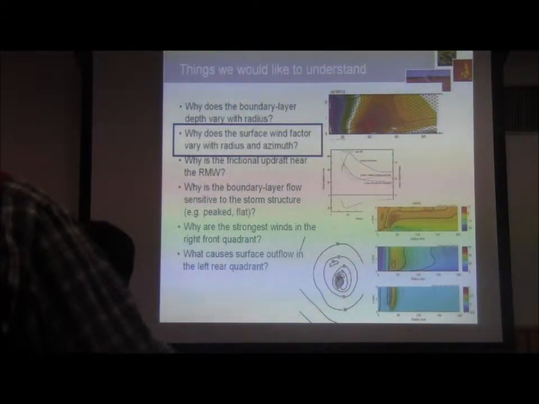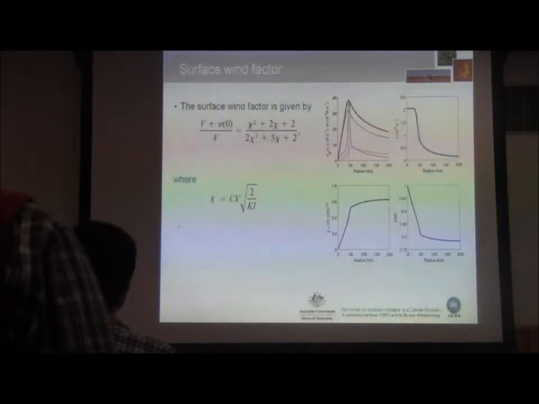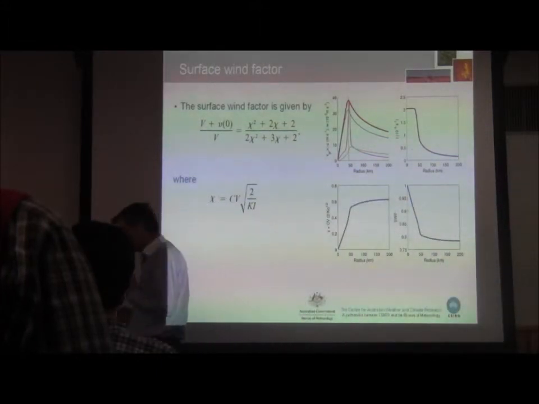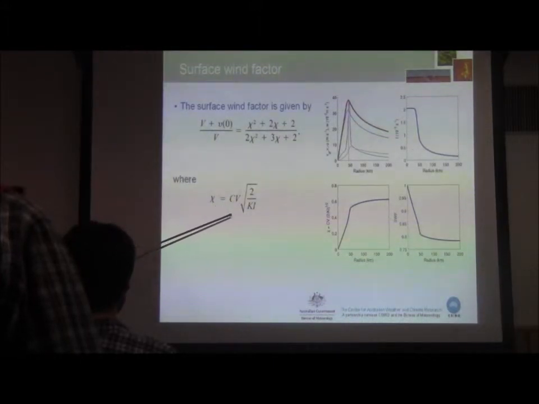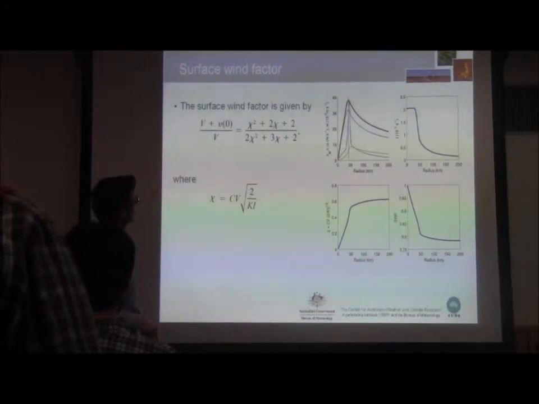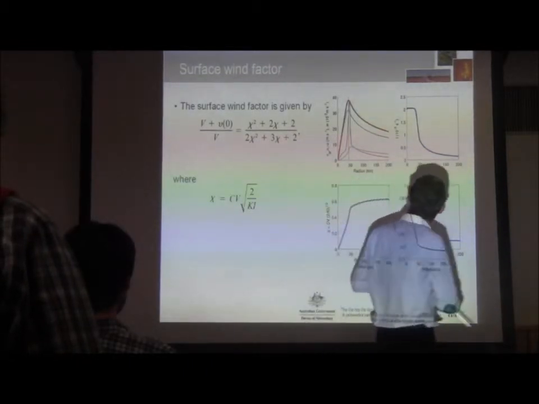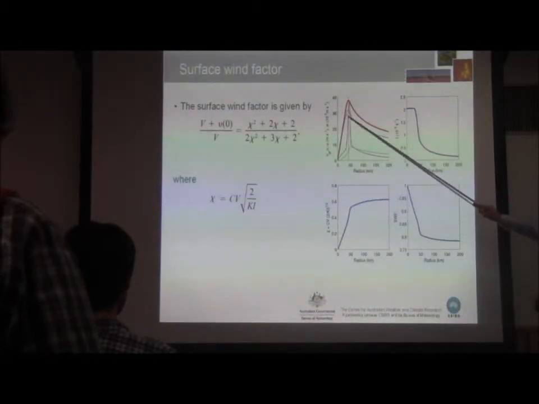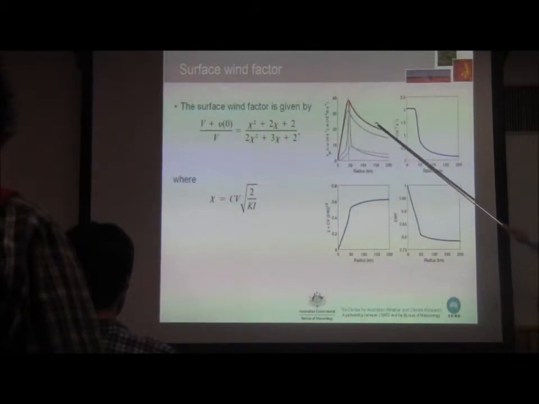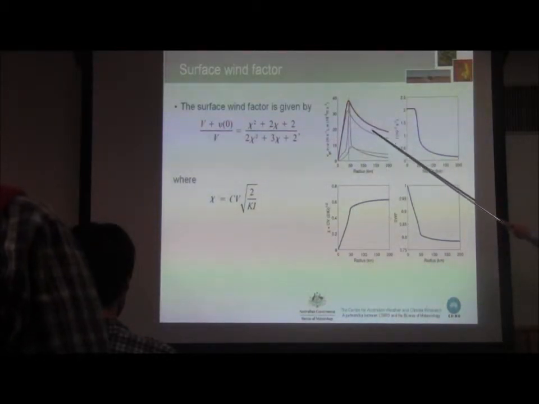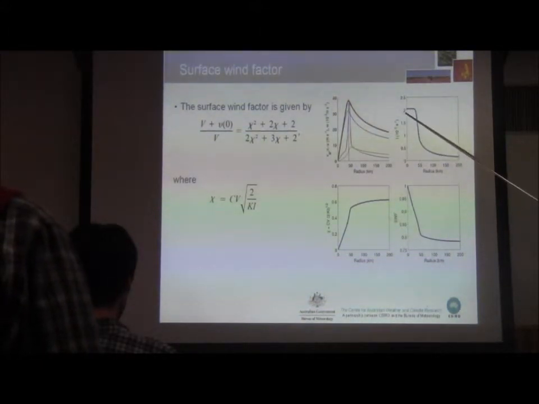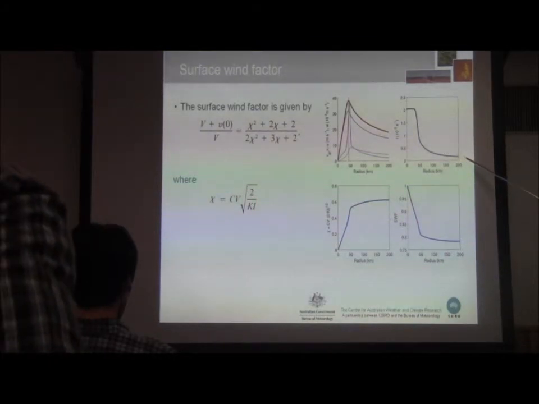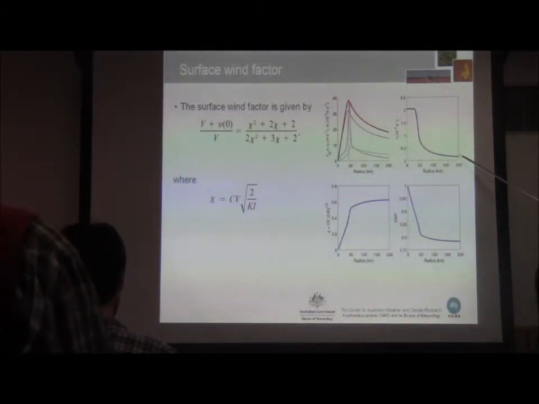Why does the surface wind factor vary with radius and azimuth? Well, you can calculate the surface wind factor from the linear model, and it comes out to be this term. And I now have to remember what I plotted here. Here is my summary of the storm. So we've got the vertical motion, radial and azimuthal surface flow. This is the inertial stability, in this case going from 2 by 10 to the minus 3 down to about 10 to the minus 4 out here.